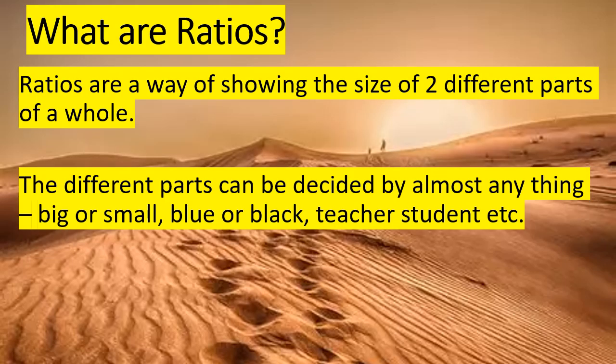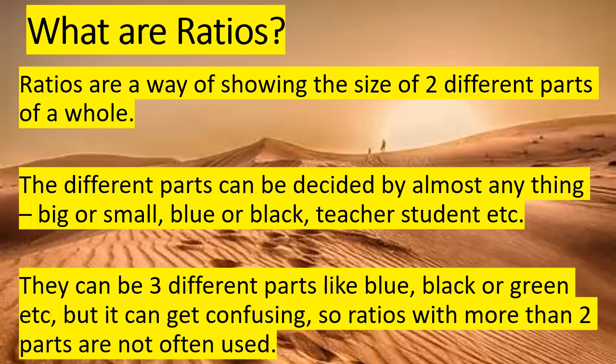So, what are ratios? Ratios are a way of showing the size of two different parts of a whole. The different parts can be decided by almost anything: big or small, blue or black, teacher, student, and so on. They can be three different parts, like blue, black, or green, but it can get confusing. So, ratios with more than two parts are not often used.